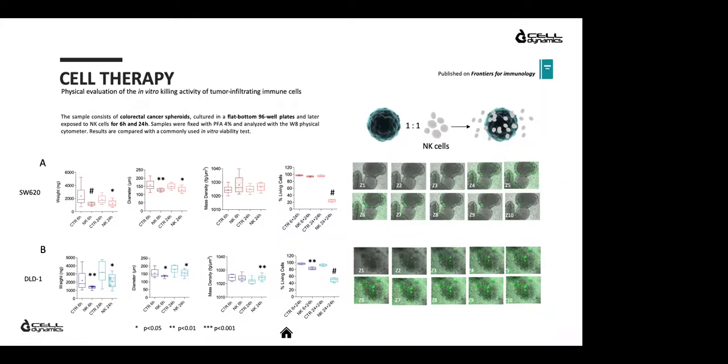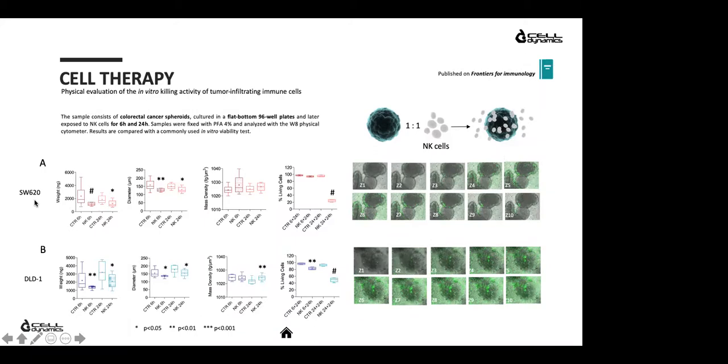And so we tested the in vitro killing efficacy of NK cells, and we tried to analyze this effect on a physical basis. We tested 2 exposure times, 6 hours and 24 hours, and we characterized the physical properties of our samples with the weight device. We tested 2 different cell lines, SW620 and DLD1.